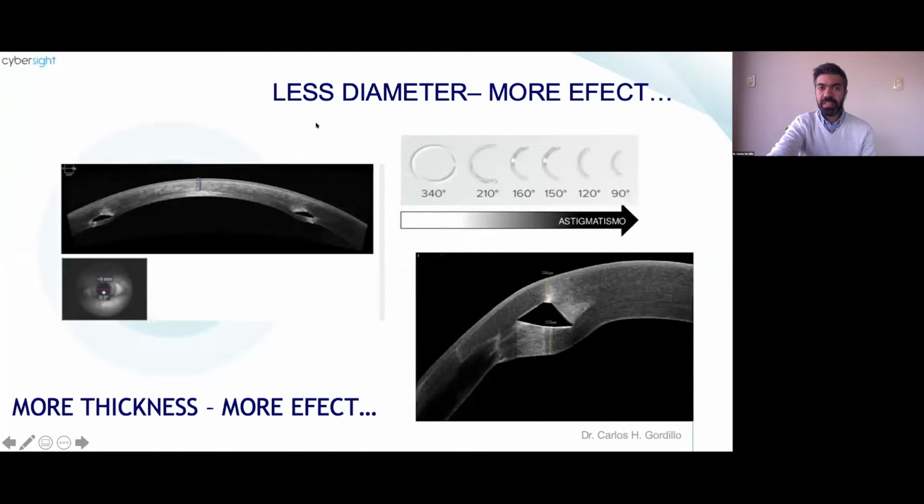Some important details: the smaller the diameter, the more effect, and the greater the thickness, the more effect. Here you can see how deep we can go with the intracorneal ring. We usually propose 8% of the pachymetry of the patient for the depth of the intracorneal ring, so you'll avoid extrusion. It's one of the complications. And you can see here a patient with a previous corneal graft.